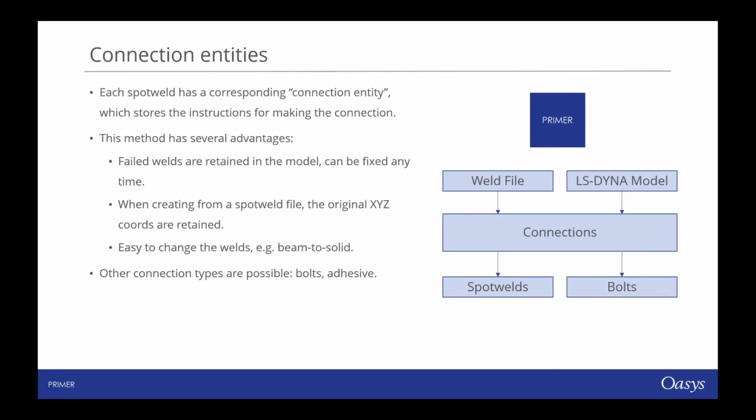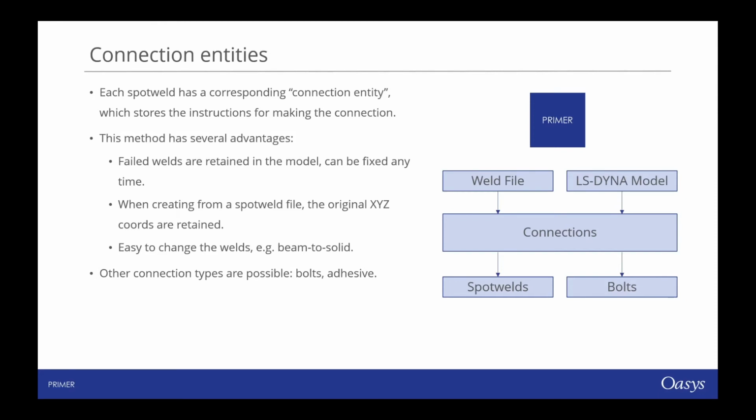And this will store information such as the coordinates of the connection, the type of the connection, any kind of nodes or solid entities associated. And this method has several advantages. So any failed welds are retained in the model and can be fixed at any time.